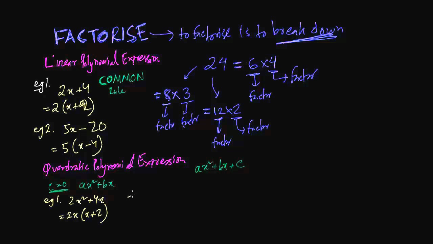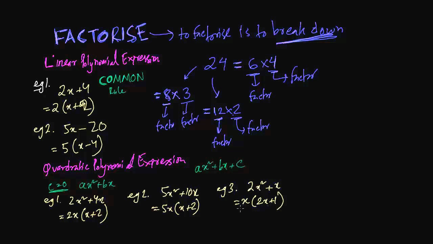Then another example could be 5x squared plus 10x. If you take 5x common, it will be x plus 2. You're just taking x common. Example 3, suppose 2x squared plus x, here you can just take x common, it will be 2x plus 1. So this is when you have a quadratic expression with x squared and x, there is no constant, you just take common.